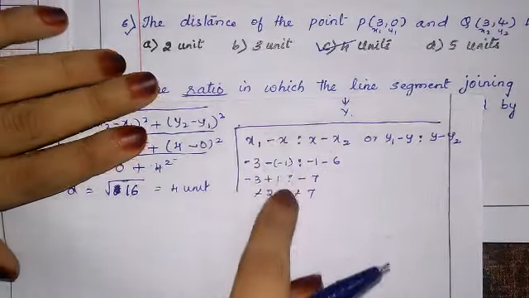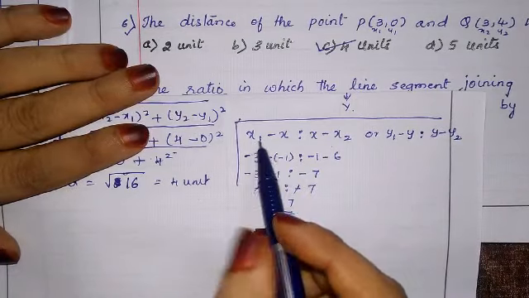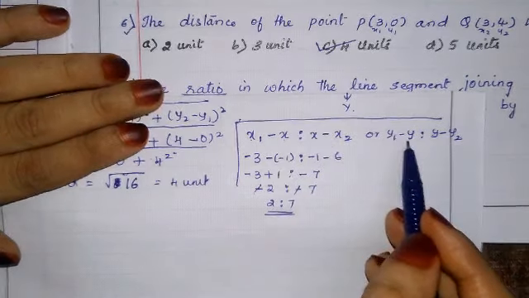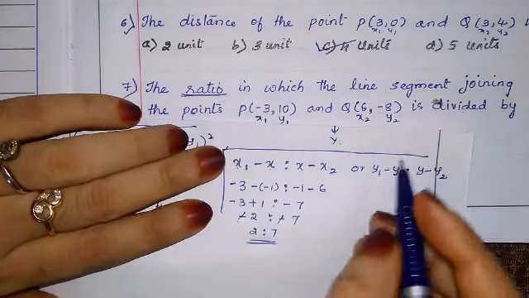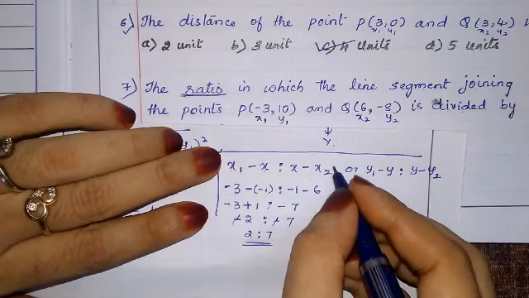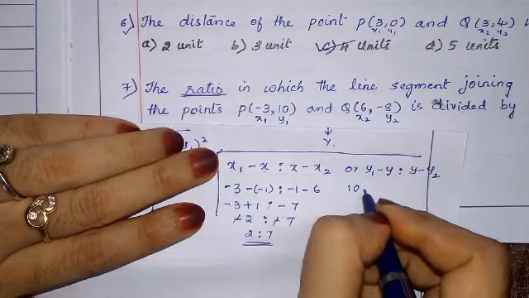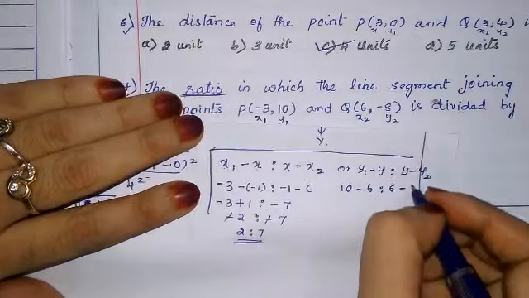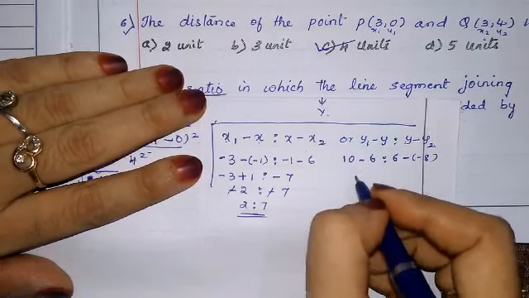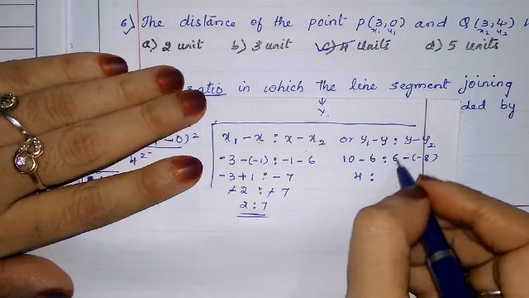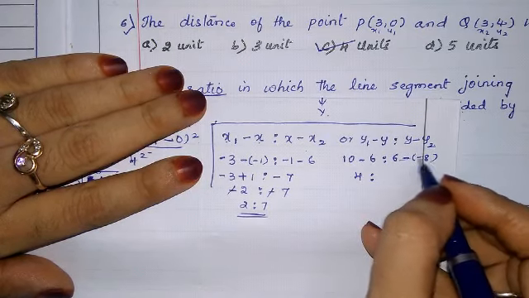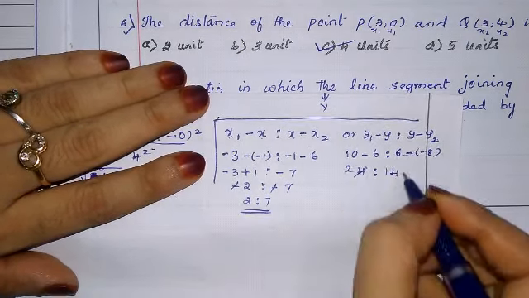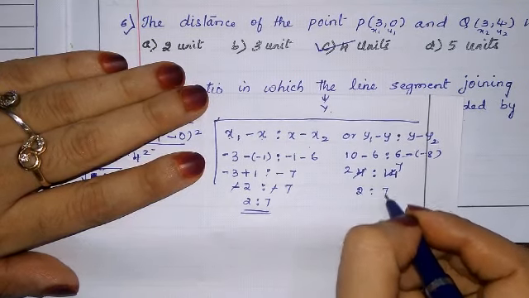In a very simple way you can easily find it. The only thing you have to remember is x1 minus x is to x minus x2. You will get the same answer for y also. We will do it with y now. Okay, so y1 is 10, minus y which is 6, is to y which is 6, minus y2 which is minus 8. 10 minus 6 is 4, is to 6 plus 8, since minus minus is plus, 6 plus 8 is 14. Now 4 is to 14, we get 2 2s are 4, 2 7s are 14. We got 2 is to 7.